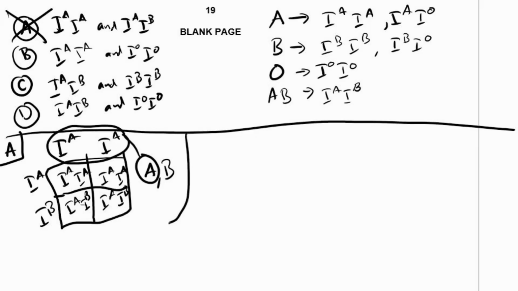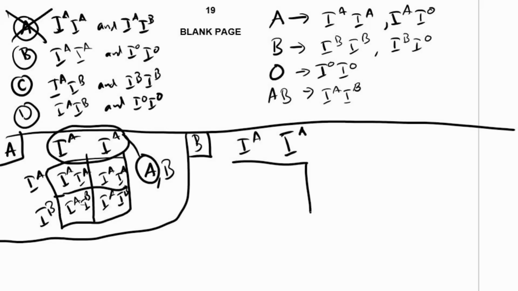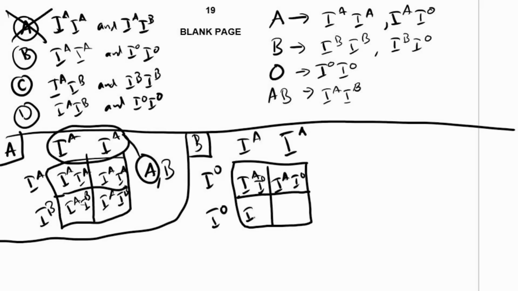Let's look for B. Okay, so let's try this again. IA IA by IO IO. So we have IA IO, and there's only one offspring genotype, so they can only be type A, which is the same as a parent, which means it's not B.